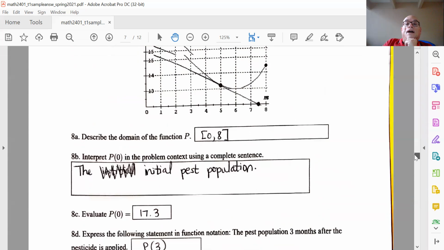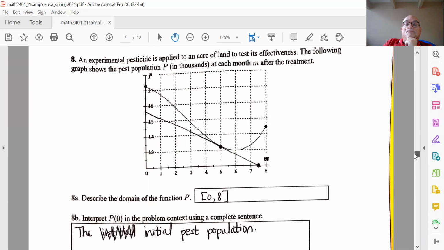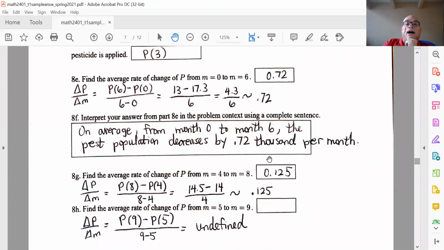Okay, so on average from M equals 0 to M equals 6, the pest population decreased. I did put decreased, but I forgot to put the sign here. The pest population decreases by 0.72 thousand per month. So I'll fix that on the answer key. Again, let's look at the interpretation: on average, from month 0 to month 6, the pest population decreases by 0.72 thousand per month.